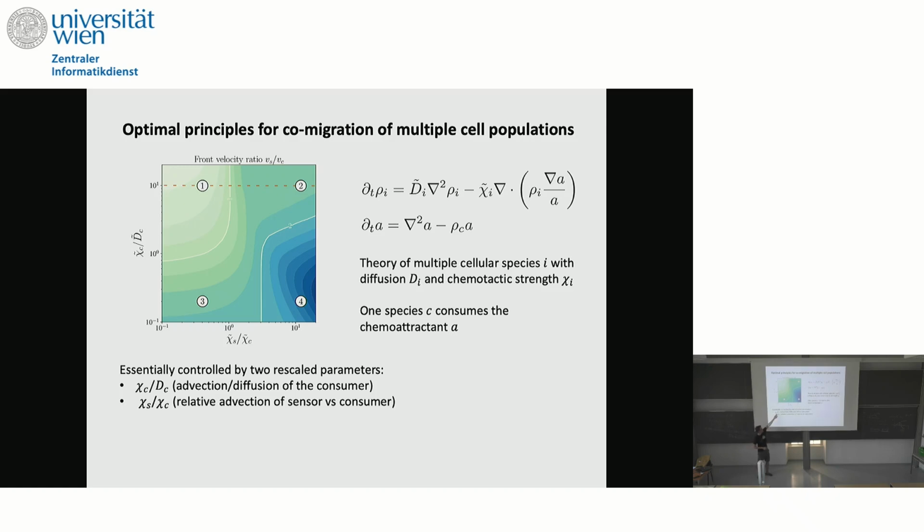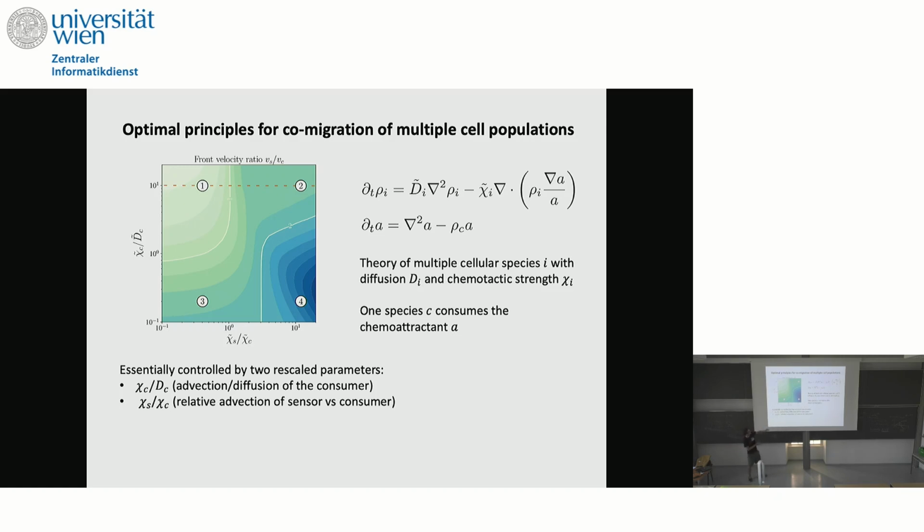And so this is really important, because if this ratio is less than 1, I'm not going to have traveling wave solutions. These are color coded by the front velocity of each of the cell types. If you look at the y-axis here, this is Kc over Dc. Essentially, if this is less than 1, the dynamics is a bit boring. It's essentially diffusive. All of the population diffuses because even the consumer is not strong enough to make a chemotactic front.